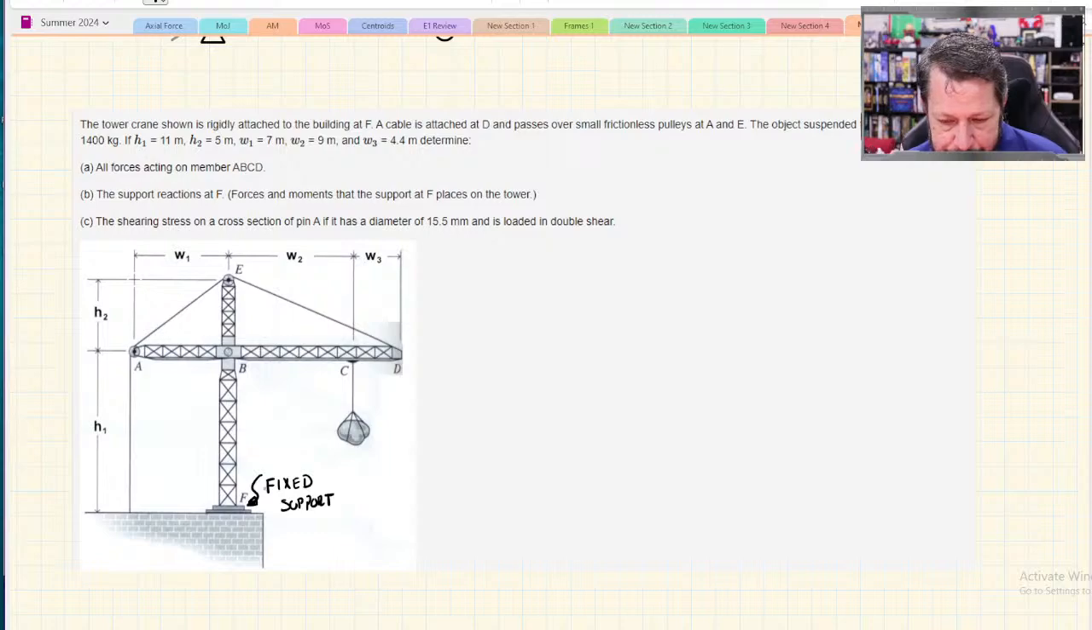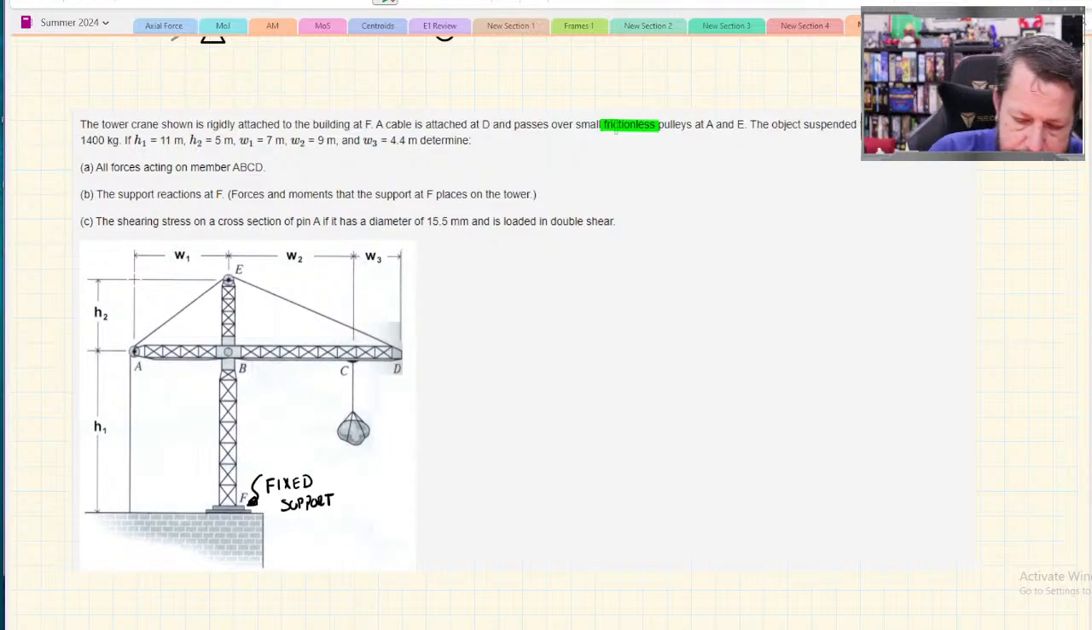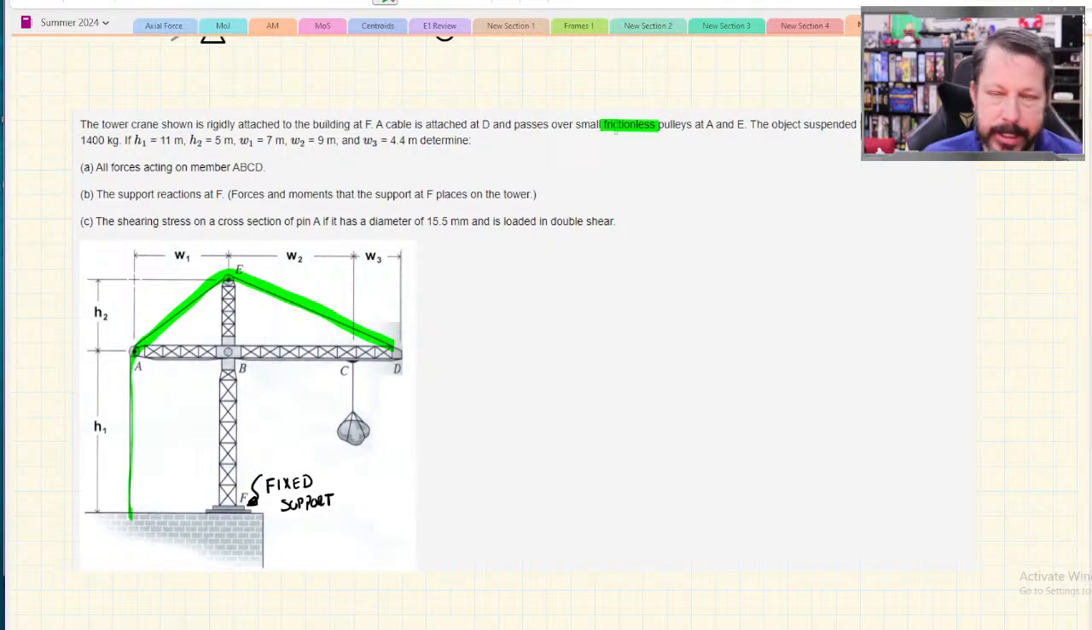A cable is attached at D, passes over small frictionless pulleys. We have only dealt with frictionless pulleys in the course, and we will only deal with frictionless pulleys in this course. What that means is this cable, even though it changes direction, it doesn't change tension. It's all the same tension in that cable anywhere I look at it.